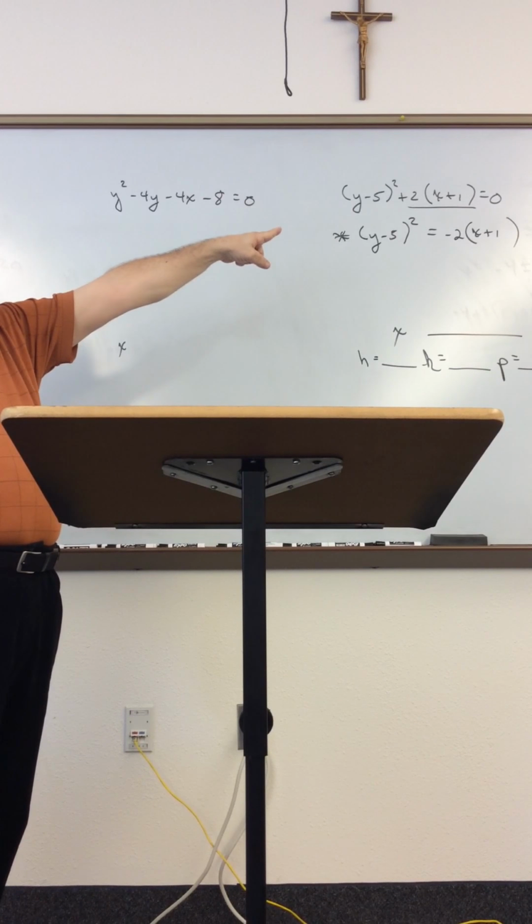Nathan? -1. H is -1. It's with the X. What's K? 5. 5, and now here's where you gotta be careful. See this number right here? That's what 4p equals. You see that? The number in front of the variable not squared is 4p. Well, if 4p equals -2, then what's p? Just solve the equation. Ethan? -1/2.